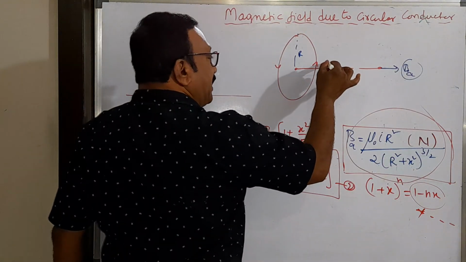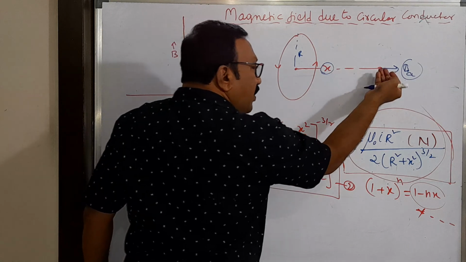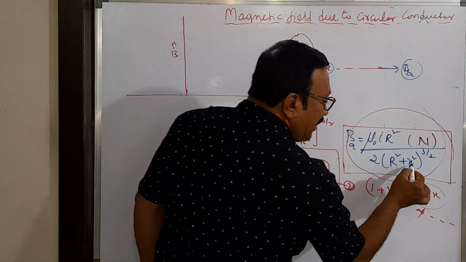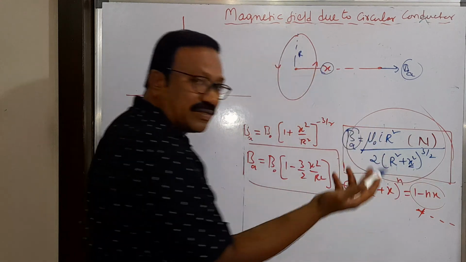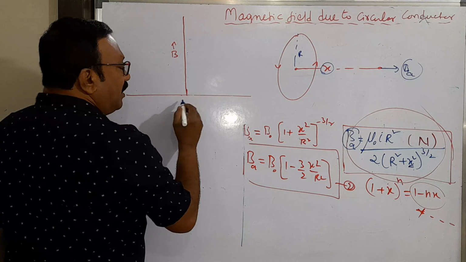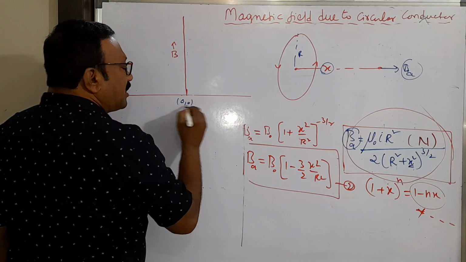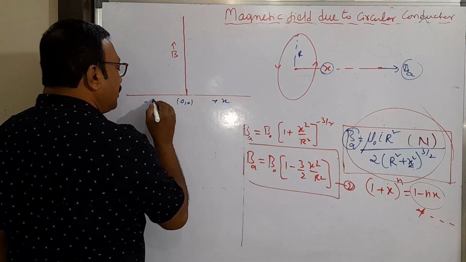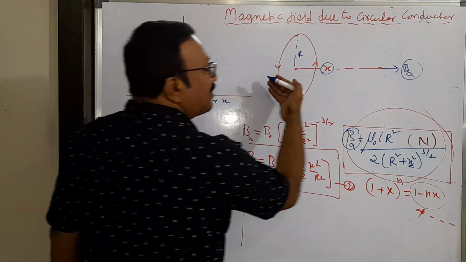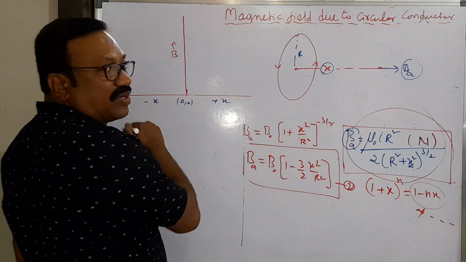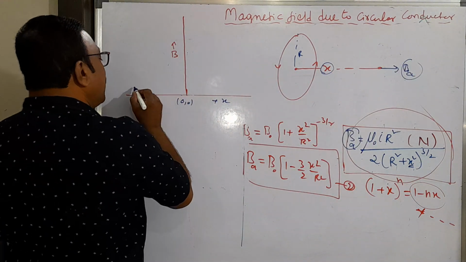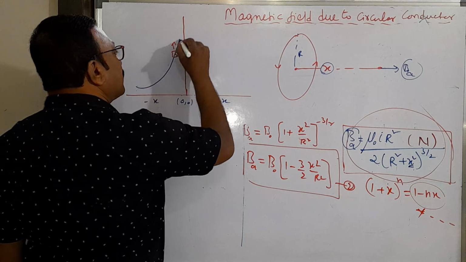As this x varies, when you are coming closer x decreases, when you go away x increases. So when x is increasing or decreasing, B axial also changes. So the value of magnetic field will be taken on the y-axis, and here x values are taken on either side. That means this side also will have a field and this side also will have a field. This side x is positive, this side x is negative. Then you will be getting a magnetic field like this.